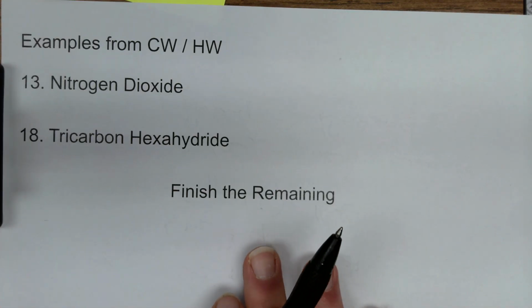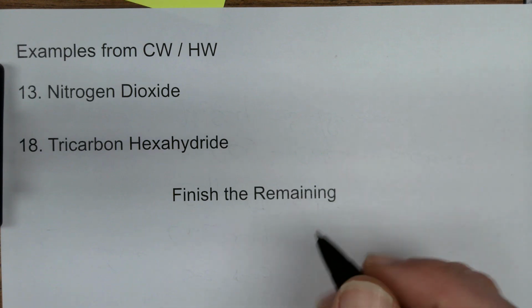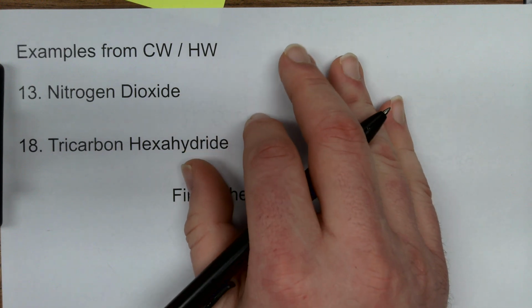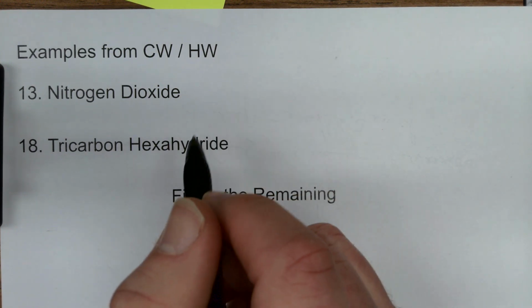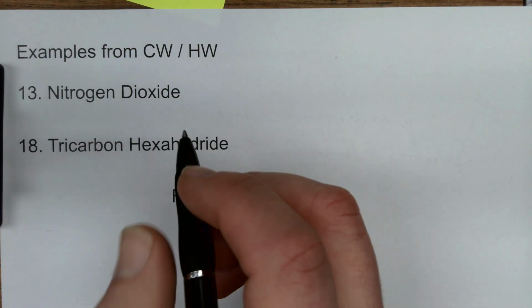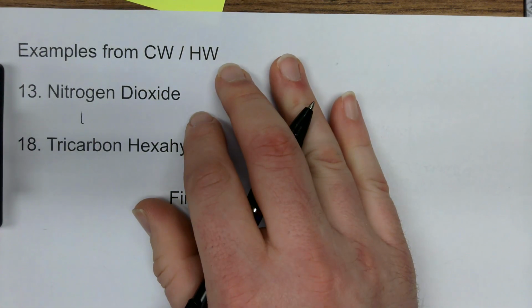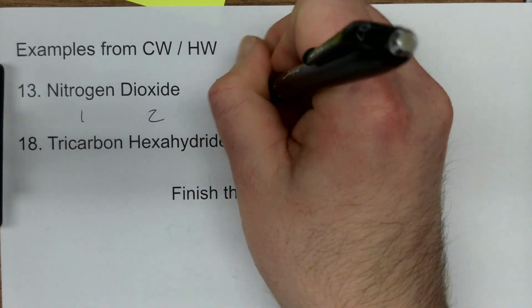So let's look at number 13 and 18 on the back of your sheet. Second part. Give the formulas for the following compound names. Nitrogen dioxide. How many nitrogens do I have? 1. How many oxygens do I have? 2. NO2.